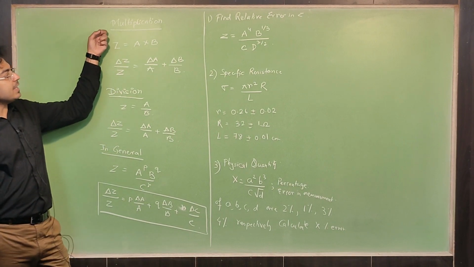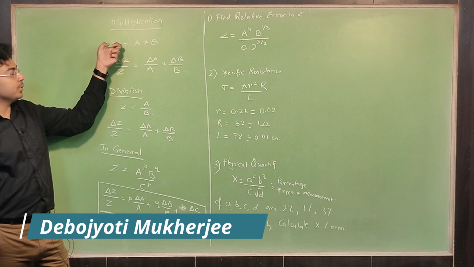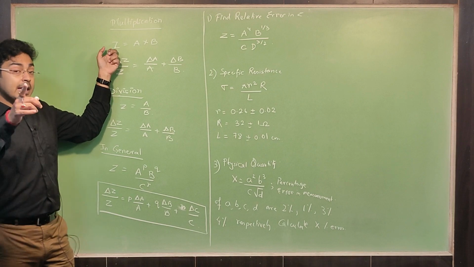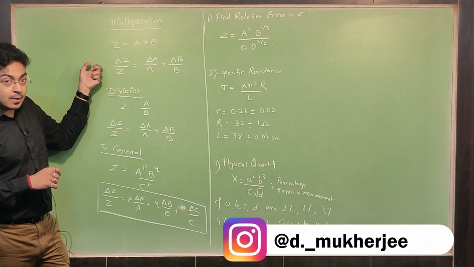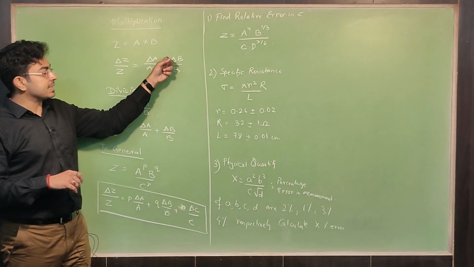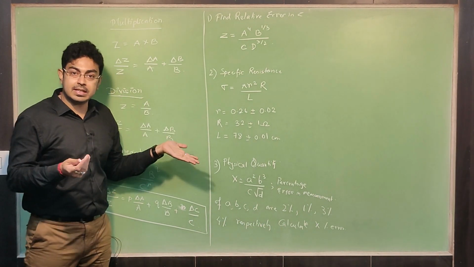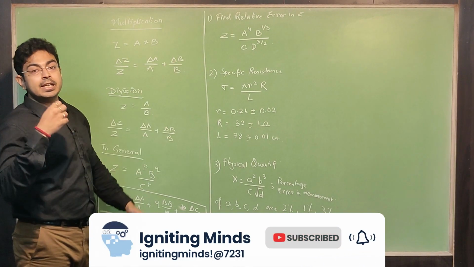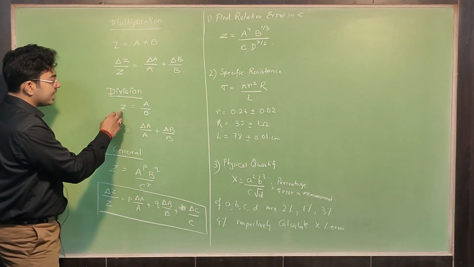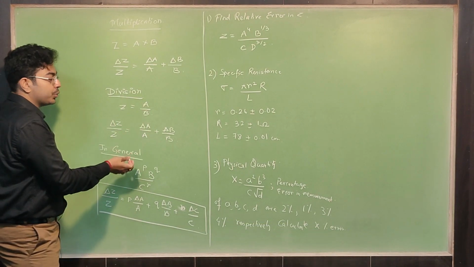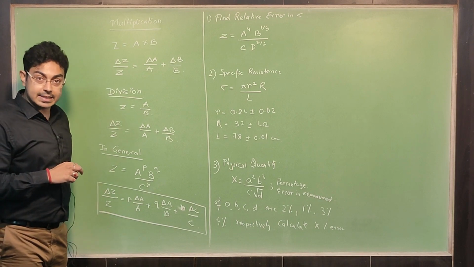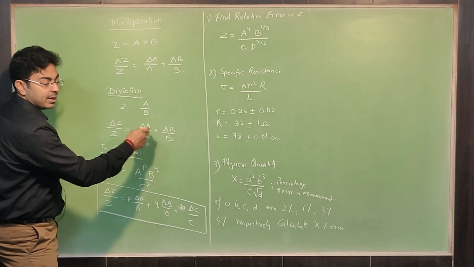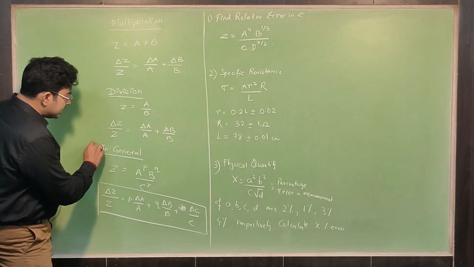If there is any quantity that needs to be multiplied to get another quantity, suppose A multiplied with B to get Z, then to find the relative error of Z, it is delta A by A plus delta B by B. What is delta A? Error in measurement of A. What is delta B? Error in measurement of B. Similarly, in case of division, Z equals A by B, the relative error delta Z by Z is again delta A by A plus delta B by B. Same thing.